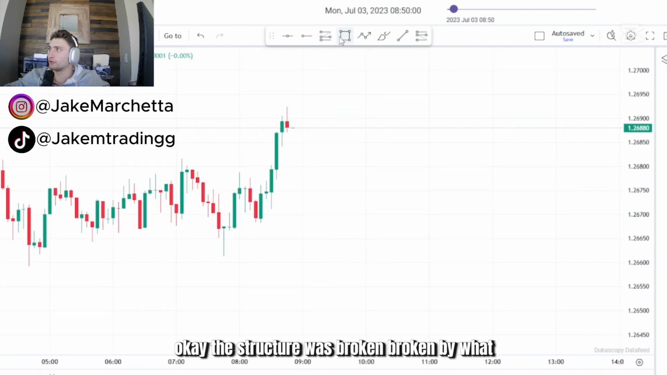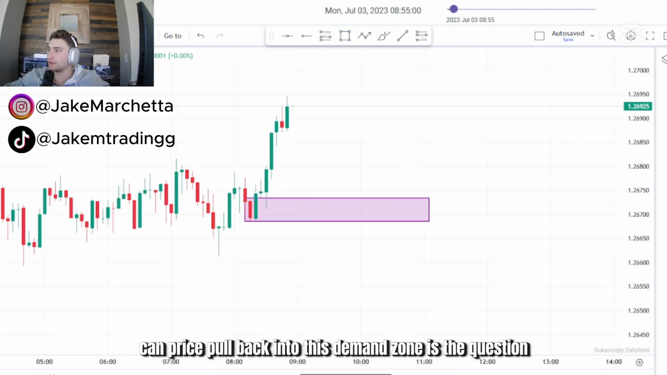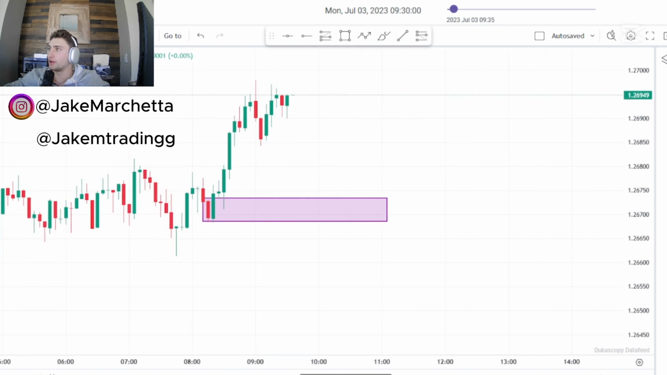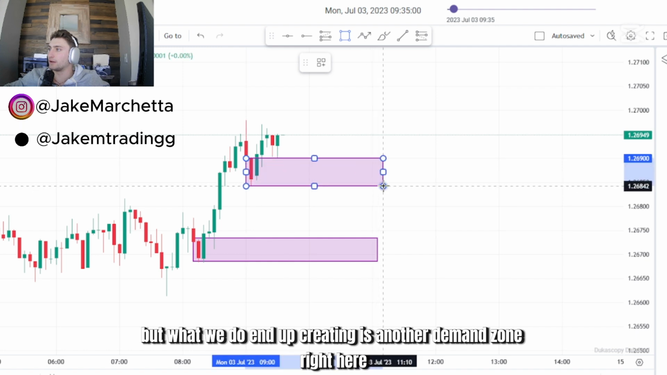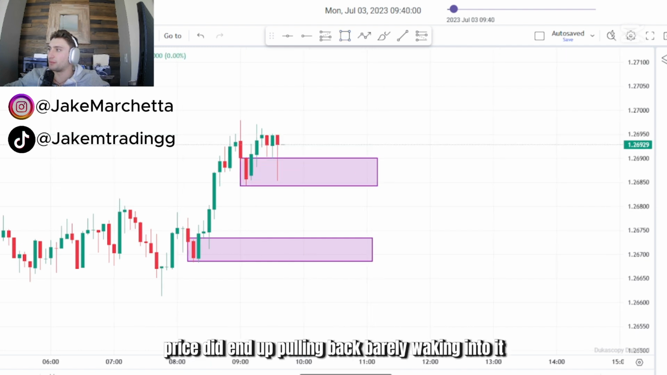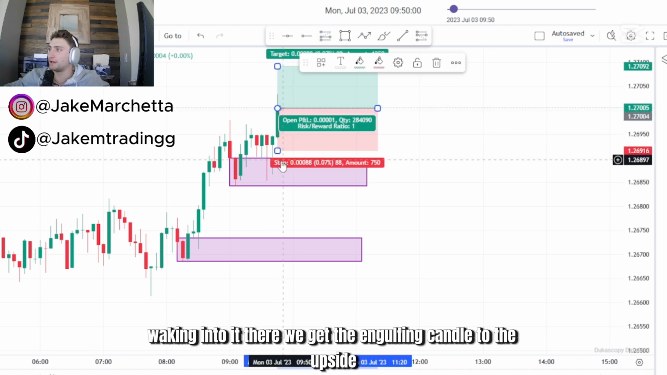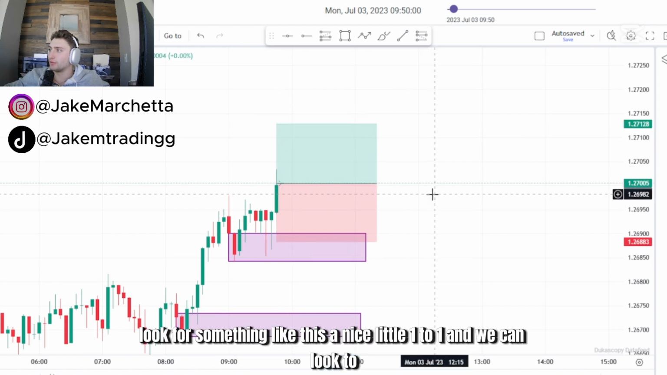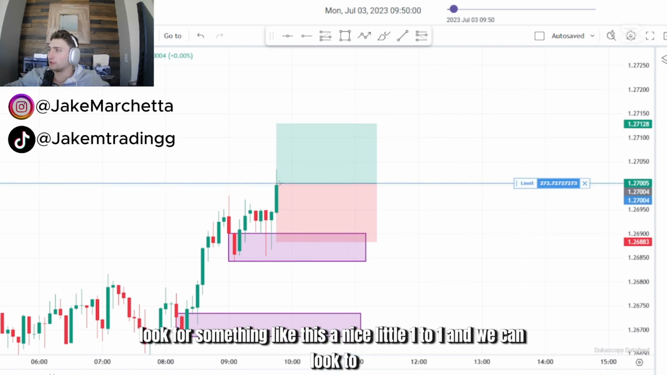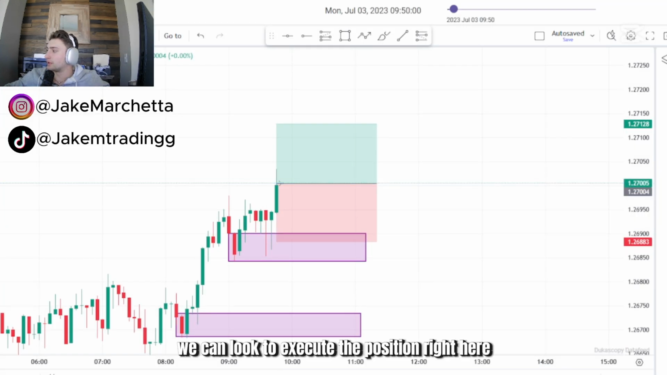Okay, the structure was broken. Broken by what? This demand zone right here. Can price pull back into this demand zone is the question. It cannot, but what we do end up creating is another demand zone right here. Price did end up pulling back, barely wicking into it there. We get the engulfing candle to the upside. I would probably target the zone right there. Look for something like this, a nice little 1-to-1, and we can look to, let me change that to a market order. We can look to execute the position right here.